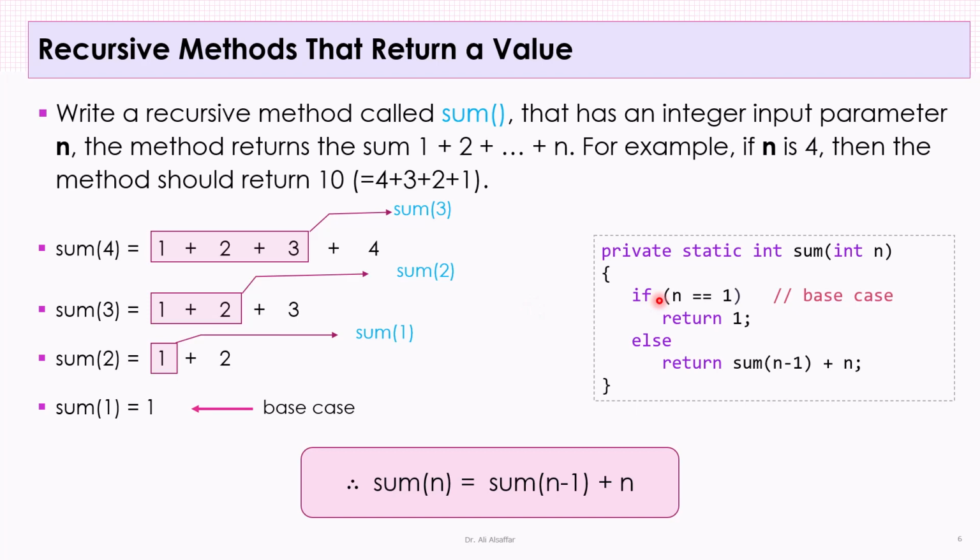So we start with the base case. We say if n as an input parameter is equal to 1, simply return 1. Otherwise, you call the method recursively by saying return sum of n minus 1 plus n. So the returned value from sum of n minus 1 will be added to n, and this will be returned as the value of the method.